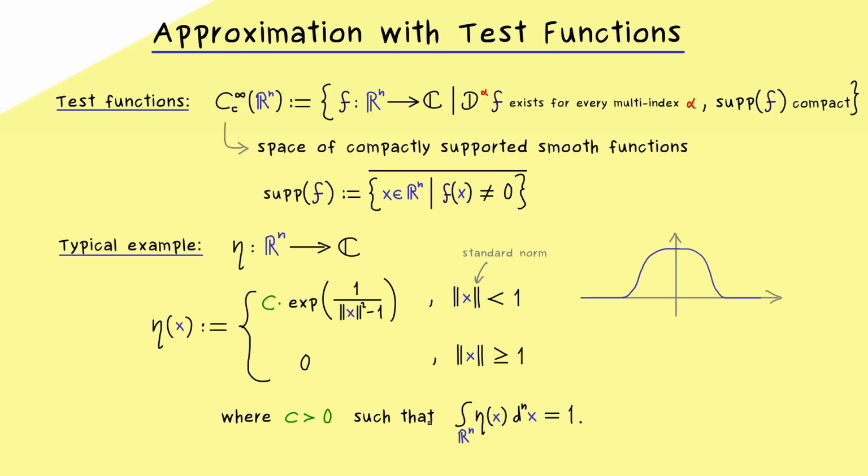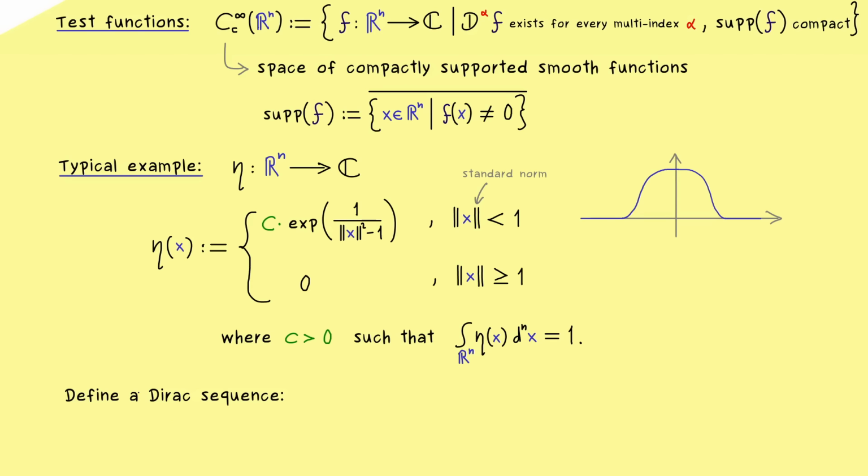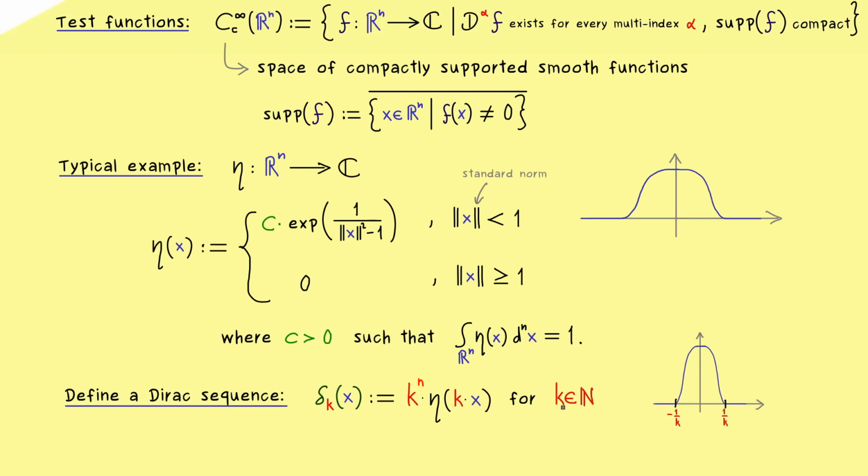In fact, this allows us to define a whole collection of functions in C-infinity. More concretely, it's a whole sequence of functions that one usually calls a Dirac sequence. Indeed, we can just use any natural number k to make the support of the function smaller. The reason for that is that we multiply x inside eta, but if we also multiply the value of the function, we don't change the integral at all. Hence, when we increase k, the support of the function gets smaller, but the peak of the function also gets higher.